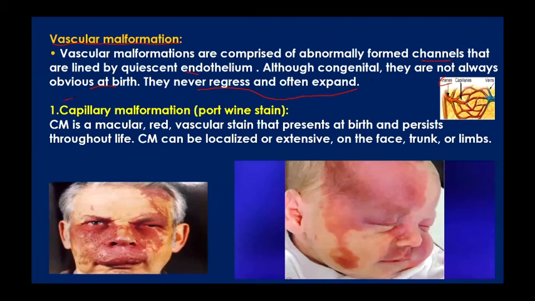We start with capillary malformation. Port-wine, like a wine stain. It is macular, red, a vascular stain, present at birth and persisting through life. It can be localized or extensive in the face, trunk, or limb. Like this, it is extensive, at old age. But this is a young child. This is port-wine.